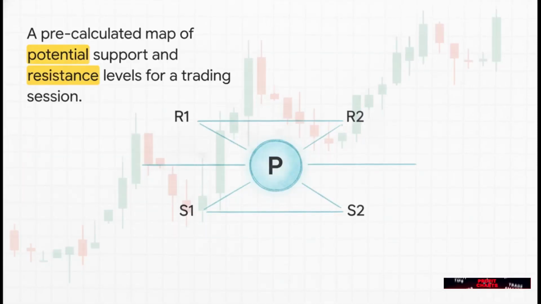And this is where the real magic happens. From that one central pivot, your software automatically calculates and draws a whole series of support and resistance levels right on your chart. These lines show you, in advance, where the price is likely to hit a wall, find a floor, or just blast right through. It's a roadmap laid out for you before the market even opens.